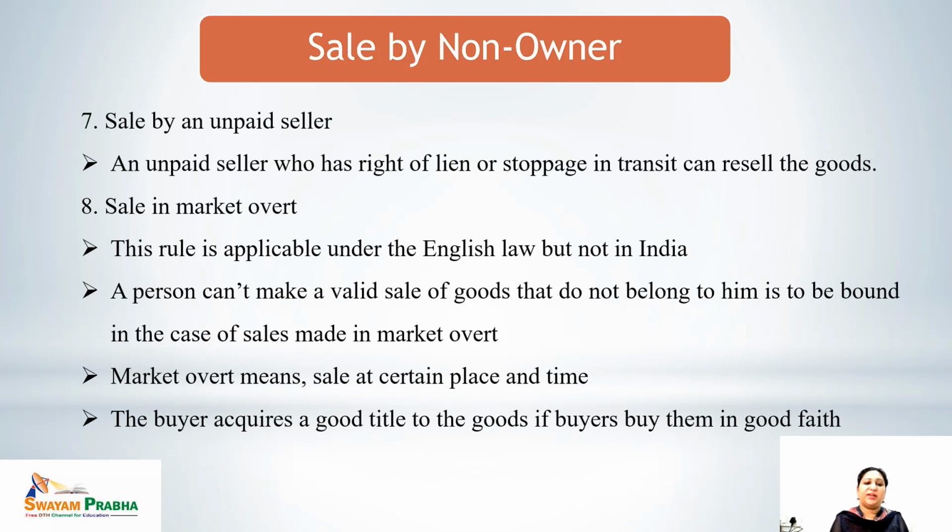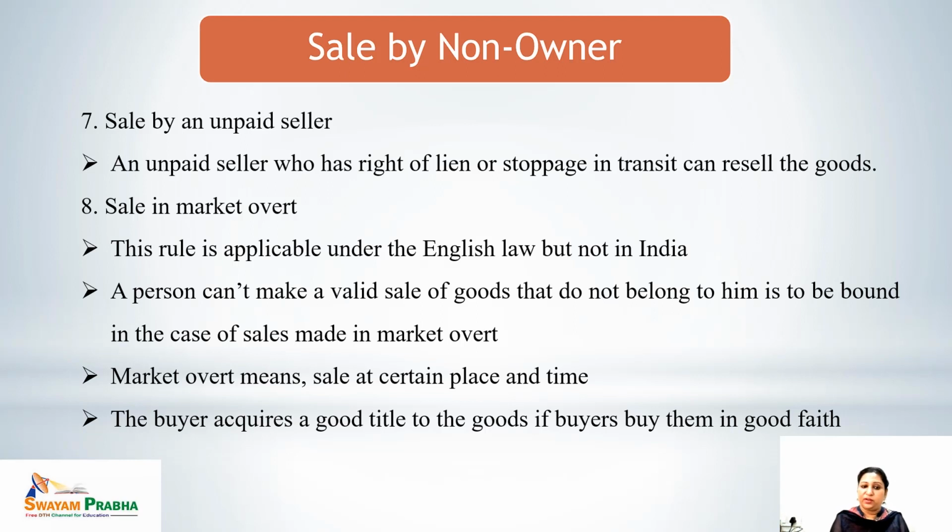Sale by an unpaid seller. An unpaid seller is a person who has not been paid. That means he has sold the goods, he wants to transfer the ownership of the goods, but the buyer has not paid the seller. In that case, the person would be known as the unpaid seller. So, the unpaid seller always has the right of lien. Right of lien means to keep the goods with himself for further selling, or to stop the goods in transit to resell them to some other owner.